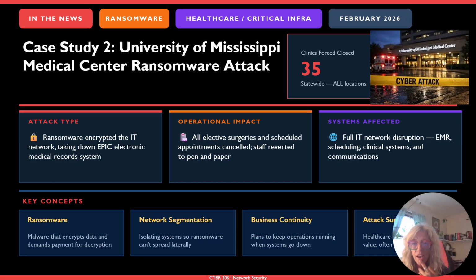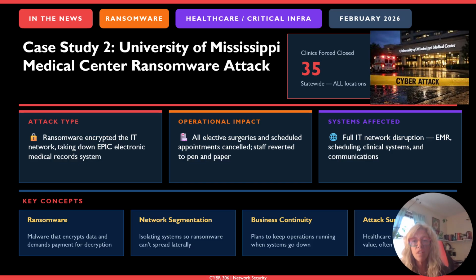So how did it take down the hospital? UMMC runs Epic, which is one of the most widely used electronic medical record systems in the country. So when ransomware encrypted their network, Epic went down. That means doctors couldn't access patient records, nurses couldn't see medication orders, lab results couldn't be transmitted electronically, and scheduling systems were offline. From an OSI model perspective, the application layer where Epic lives was destroyed. But how did the attack get there?